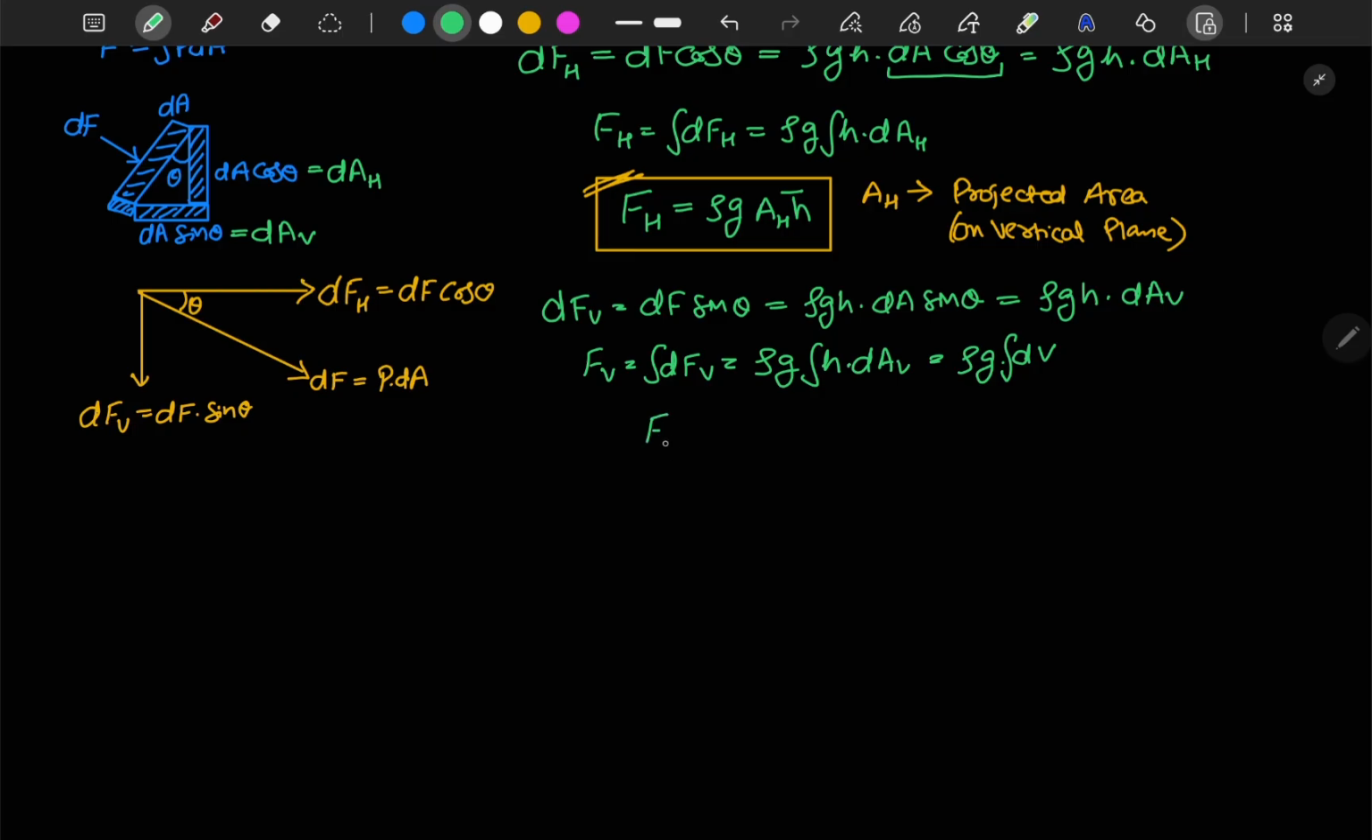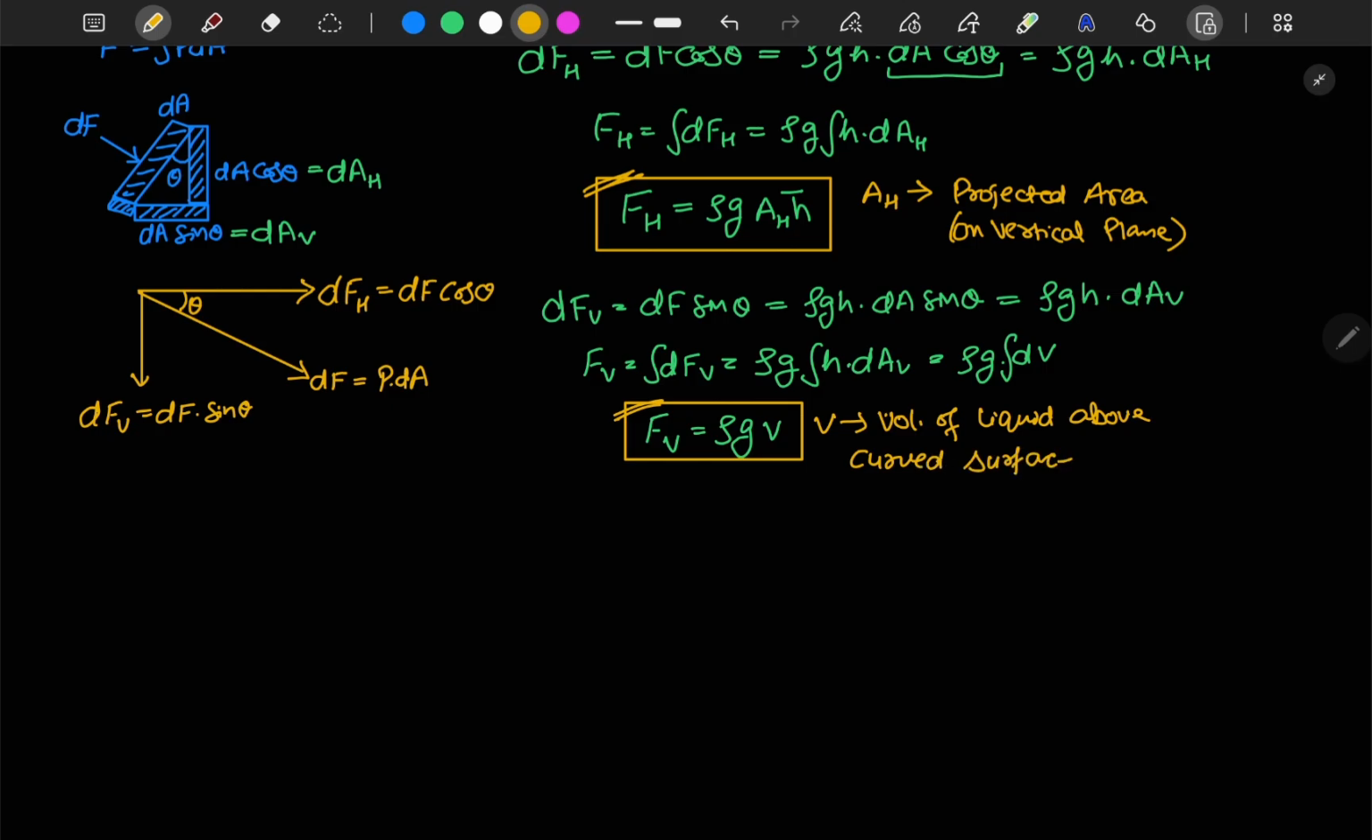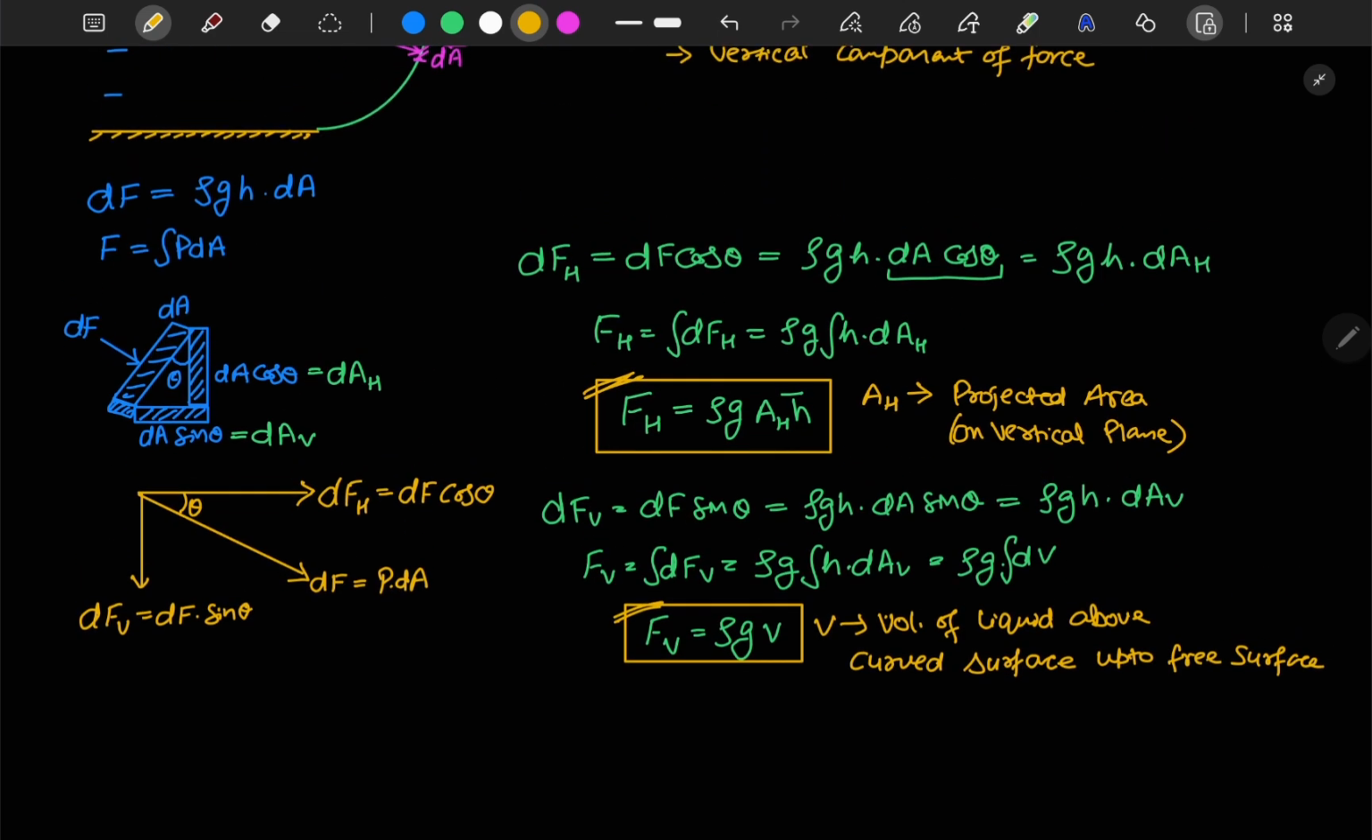So I can write my vertical force is equal to rho g V, where V is the volume of liquid above the curved surface, and of course up to the free surface. So you have calculated both Fh and Fv.